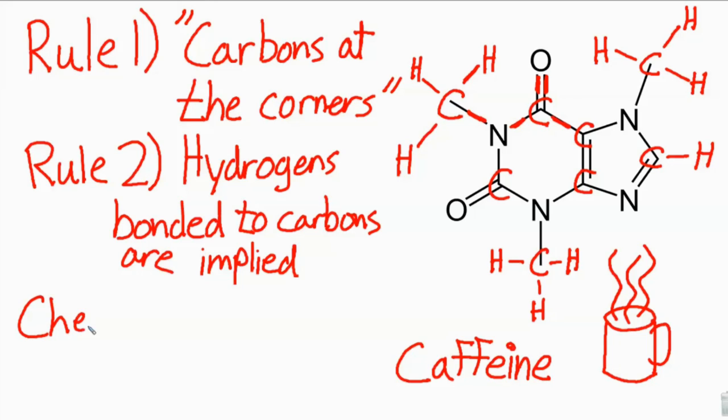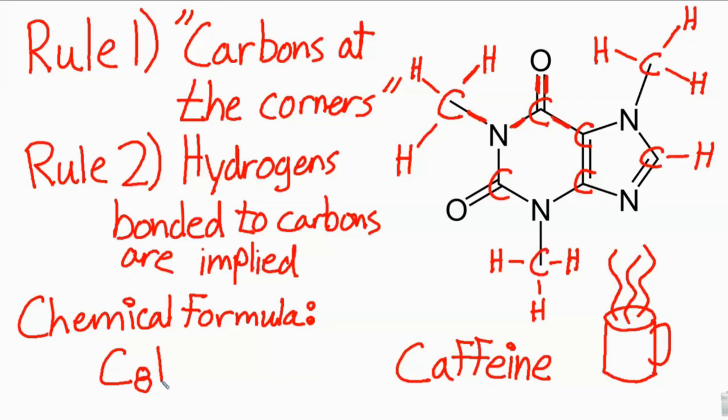So now we can write out a chemical formula. How do we do that? We tally up how many atoms of each type make up the molecule, and in this case, if we count out the carbons, we have 8. If we count out the hydrogens, we have 10. What about nitrogens? I see 4. Oxygen, I see 2. C8H10N4O2. Bingo! That's our chemical formula.